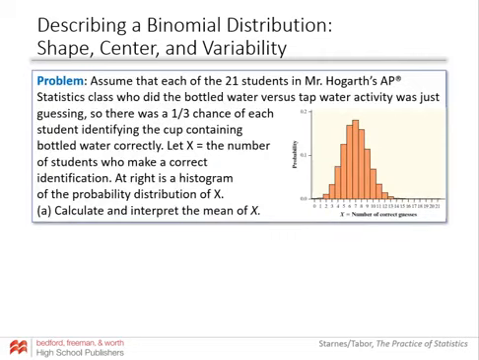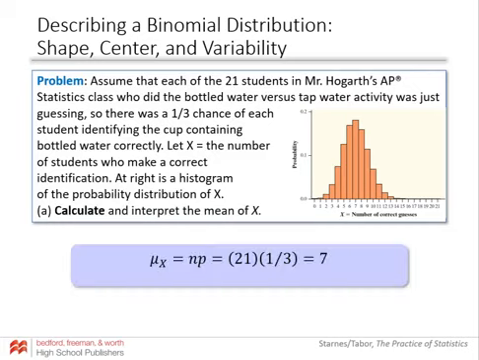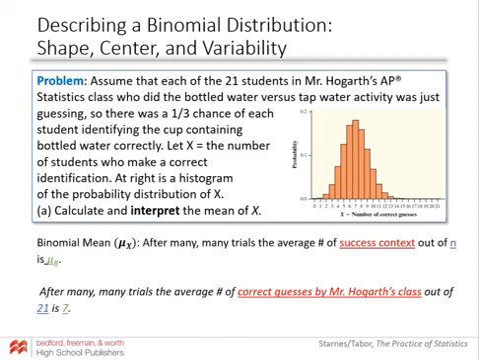All right, so as an example, we have students who are trying to guess whether the water they taste is bottled water or tap water. And so we want to calculate and interpret the mean. Okay, so the mean is just n times p. So 21 students times the probability of 1/3. So that is 7. And then here's sort of the template that we're going to use for interpreting the means.